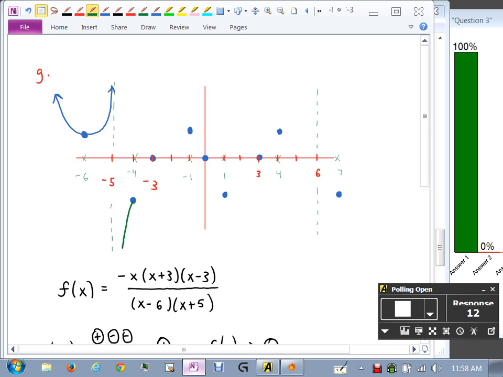So I'm going to try and draw this. Remember, rational functions are nice and smooth and continuous, so I don't want any weird corners on these. Try and curve this thing out.